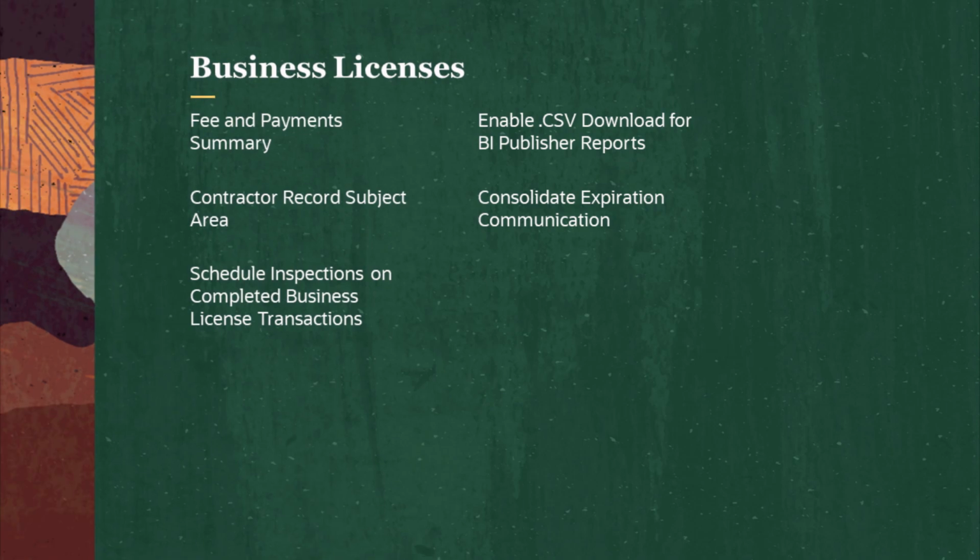Business licenses features include Fee and Payment Summary, Enable .csv download for BI Publisher reports, Contractor Record Subject Area, Consolidate Expiration Communication, and schedule inspections on completed business license transactions.